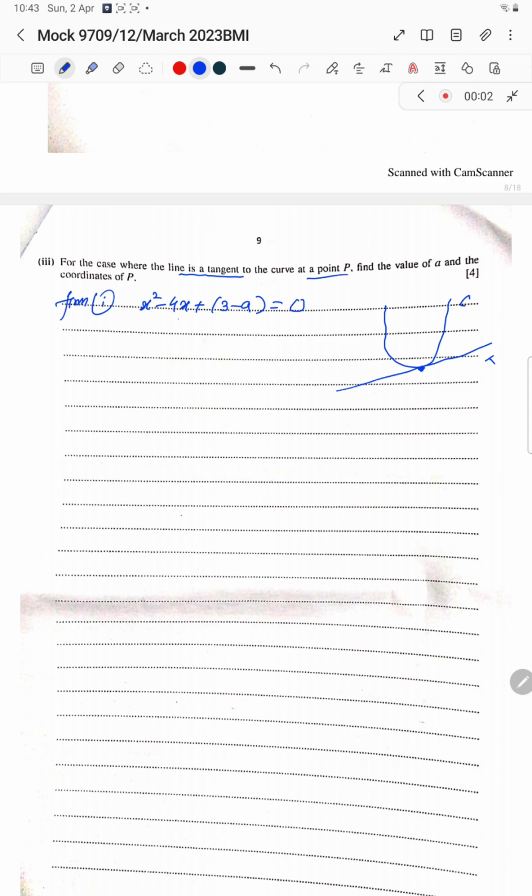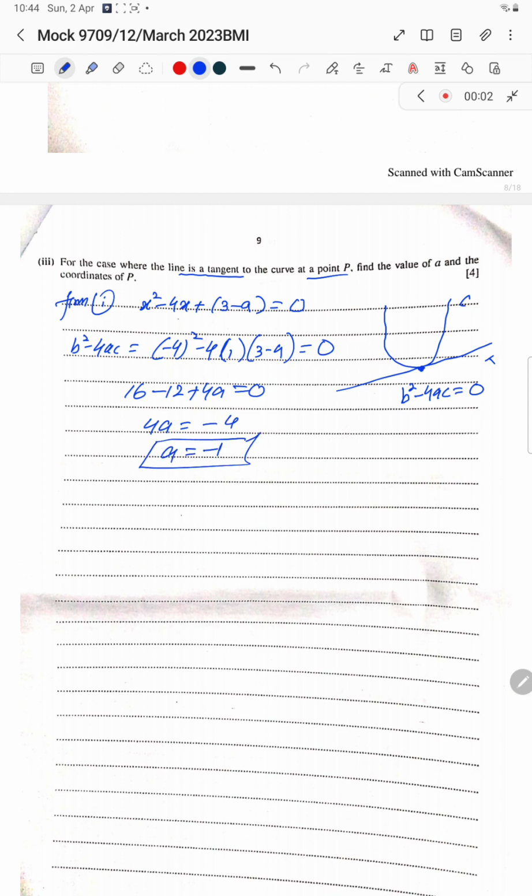So we know when the tangent and the curve intersect, then b square minus 4ac equals 0. That means the discriminant must be 0. Applying b square minus 4ac, that gives minus 4 square minus 4 times a times 3 minus a, and put it equal to 0. 16 minus 12 plus 4a equals 0. So 4a gives minus 4 and a is minus 1. So I got a equals minus 1.